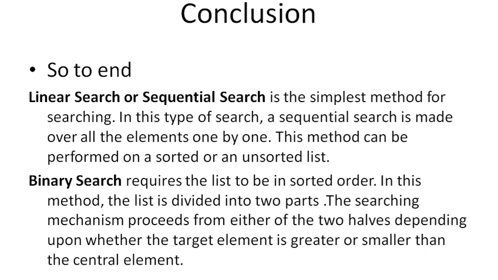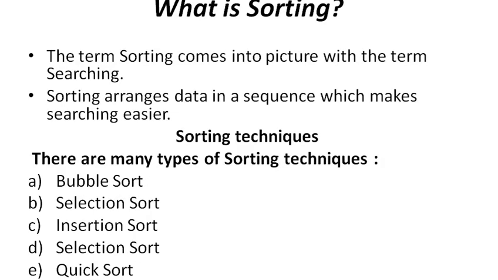Now, I hope each and every one has understood the concept of linear search and binary search. Let's move to today's session, sorting. As I said at the start, sorting comes into picture with searching, which is very evident in the case of binary search, where the list must be sorted for the search to be successful. Sorting arranges data in a sequence which makes searching easier.